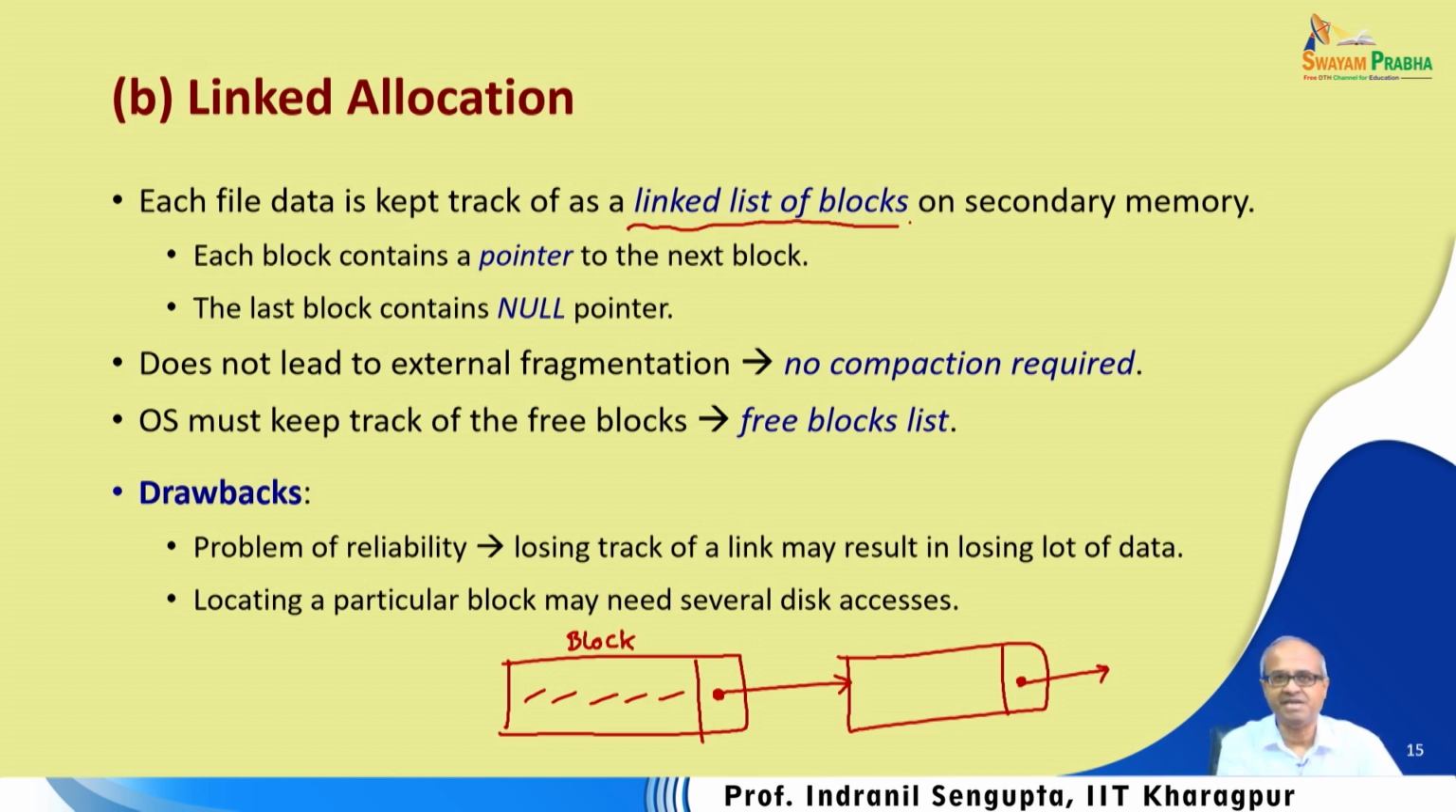As I have just said, each block will contain a pointer to the next block and the last block will contain a null pointer. There are no more blocks after this. Because you can utilize any free block wherever it is available, there will be no external fragmentation, which means you do not need any disk compaction, unlike contiguous allocation. But the operating system must keep track of the free blocks list.